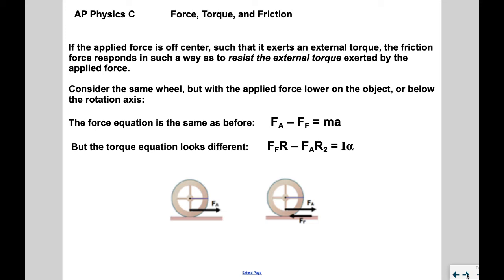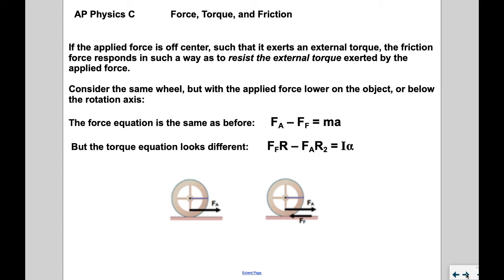The important thing is that the applied force exerts, in this case, a counterclockwise torque that makes the object want to rotate counterclockwise. The friction force is going to respond to resist that torque. It's going to then exert a clockwise torque by applying the friction force to the left. Okay? So when we look at the force equation, it looks the same. Fa minus F equals ma.